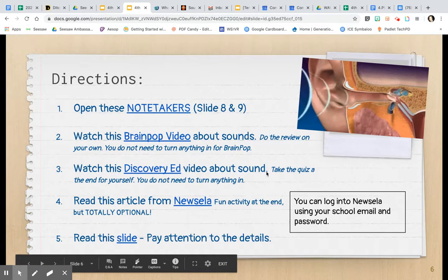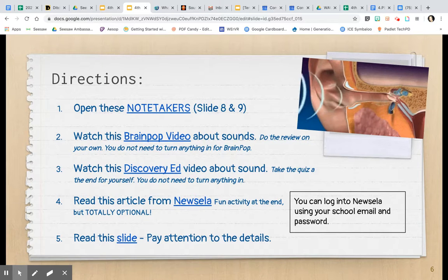Now, both of these videos for BrainPop and Discovery Ed both have quizzes at the end. I'd like you to take both of them, but you don't need to turn in any answers or tell us what your quiz results were. These are just for you to know how well you understood the material. You can always go back and watch the videos again.